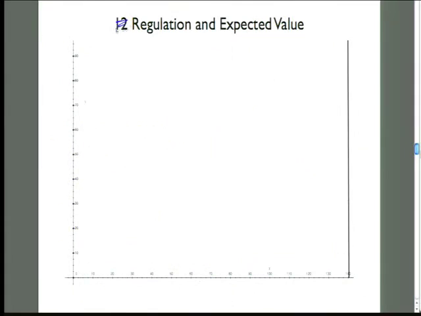This is actually from chapter 13. I don't know why it says 12 here. So chapter 13 is the sort of regulation, the probability of getting caught, introducing some ideas of statistics. And I'll try and draw what they do here.